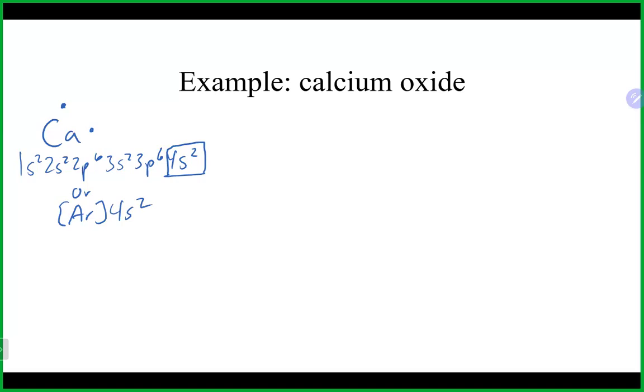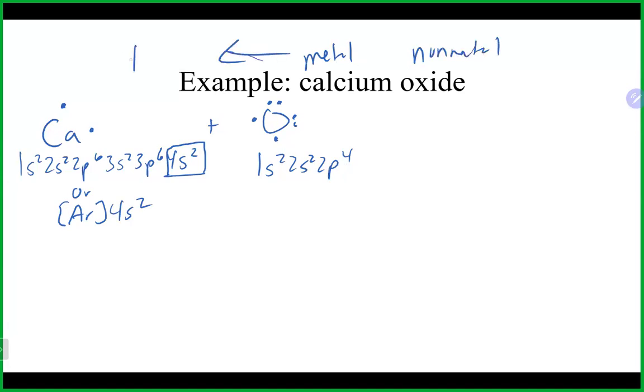Now we have oxide, which is oxygen, and oxygen is group 6, which means it has 6 valence electrons, and it has 8 total electrons, so 1s2, 2s2, 2p4 in this case. So once again, we have a metal, and we have a nonmetal. So once again, that should be your signal. We are dealing with an ionic bond. And we always know in an ionic bond, pretty much this is always what's going to happen.